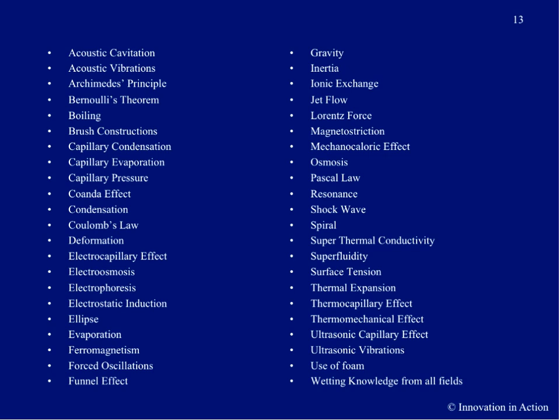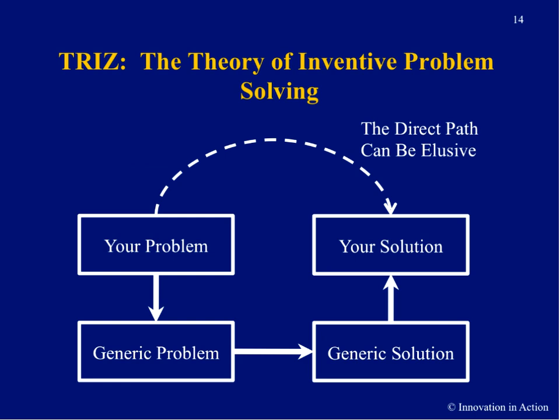And so this leads to the train of thought behind another technique that we teach, known as theory of inventive problem solving, or TRIZ. This comes out of Genrich Altshuller's work, former patent examiner in Russia. And he basically reasoned that if you try to take your problem and work directly to your solution, as shown by the dotted path above, that can be a very elusive, difficult path to find.